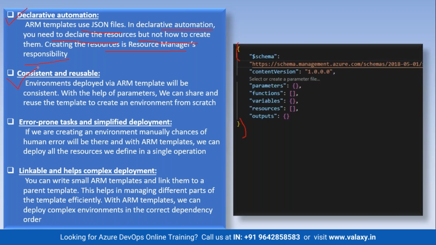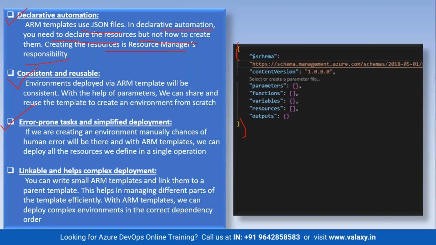As I said, templates are consistent and reusable. Once you write the template, it can be reused multiple times. That is the beauty of an ARM template. Once you create a resource and it is successfully created, using the same template you can create multiple resources. Suppose you created a dev environment. If you want to create QA, stage, and prod, the same template can be used to create those resources. Error prone task and simplified development.